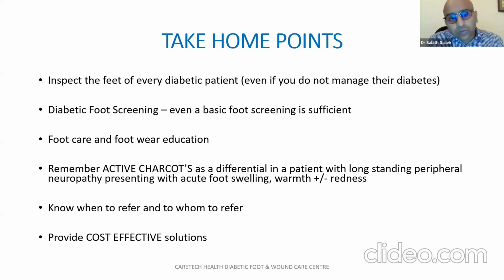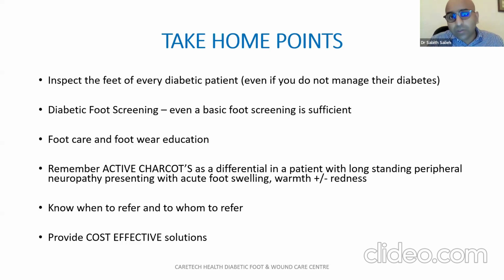Do a diabetic foot screening, even a basic foot screening. You don't need all this fancy equipment. Just do a basic foot screening for all your diabetic patients. Advise them on proper foot care and footwear. Always remember, if you see a callosity, you need to act on it.